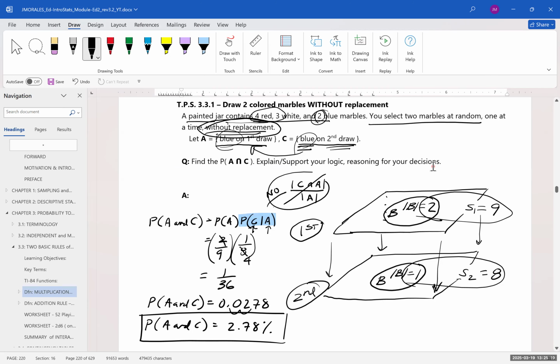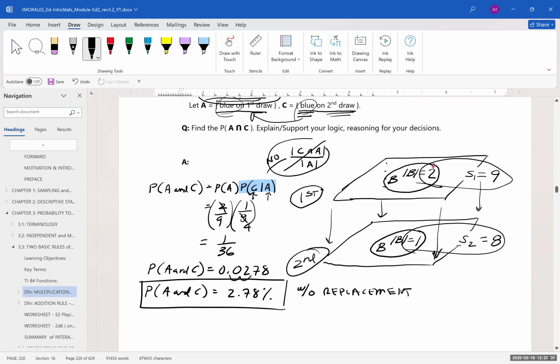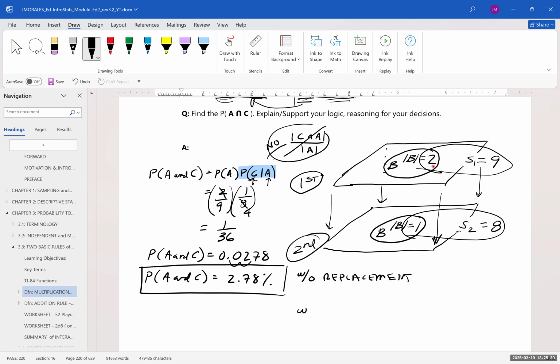And I guess it would be instructive to see what the difference would be if it was with replacement. So what if we had taken a blue marble out on the first, but we put it back in? What's the probability of getting two blue marbles in a row?